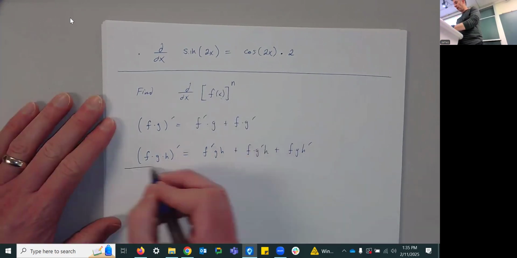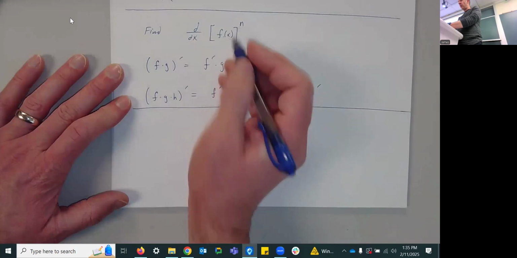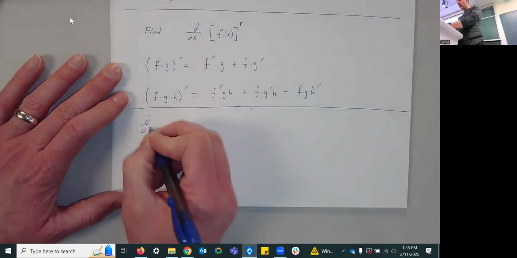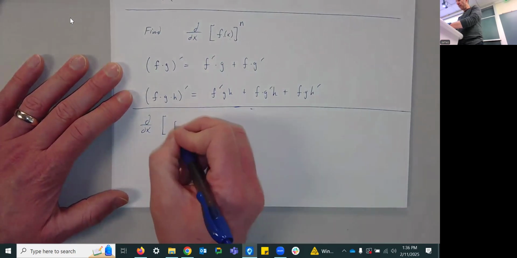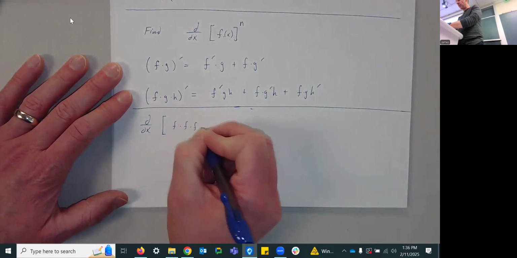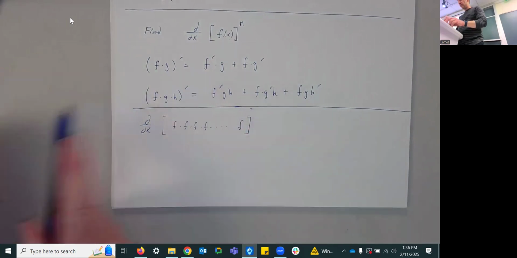So here's what we've got. If I want to find the derivative of something to the nth power, well, I'm really thinking of the derivative of, I'm going to write f instead of f of x. I have f times f times f times f, n times.